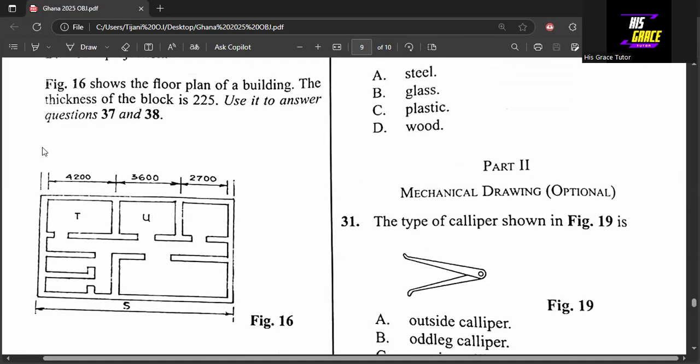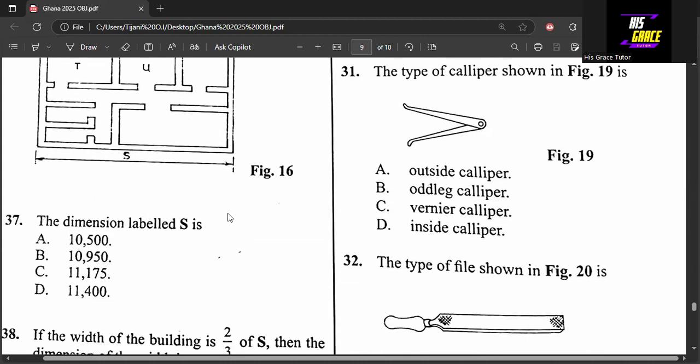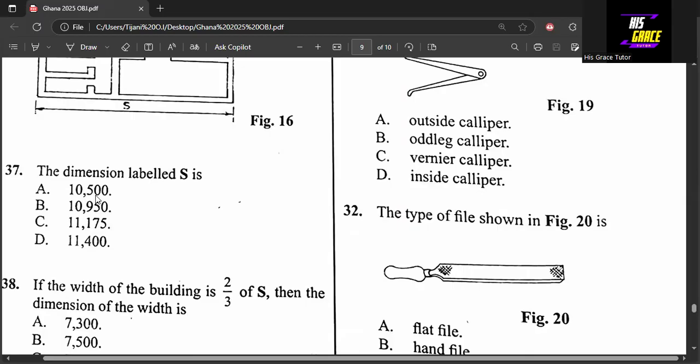Okay. So 225, and also this is 225. So we are going to add this 225 to this part, and we also add it to this part. So in total, if you add 225 plus 4,200 plus 3,600 plus 2,700 plus 225 again, which is the thickness of this wall, we add them together, the total is 10,500.